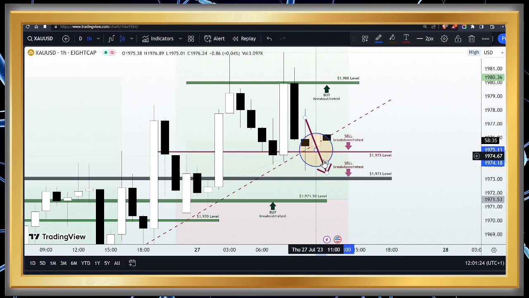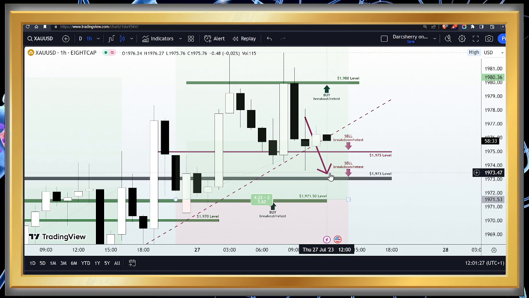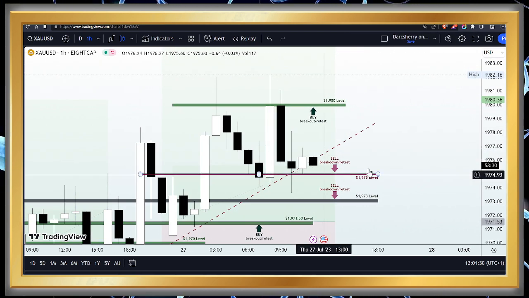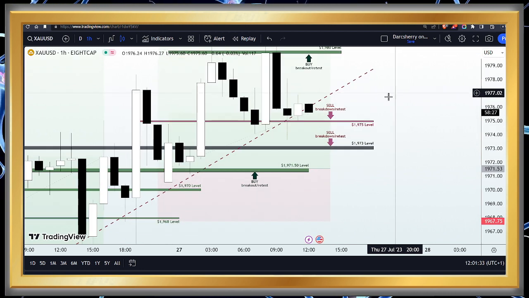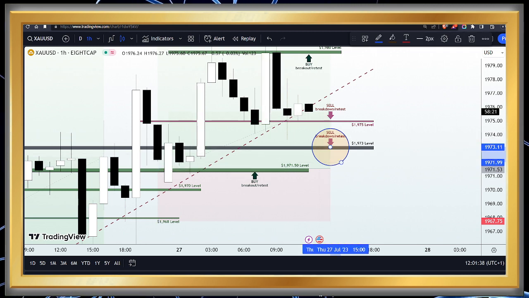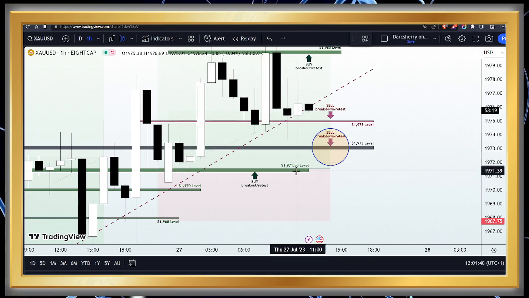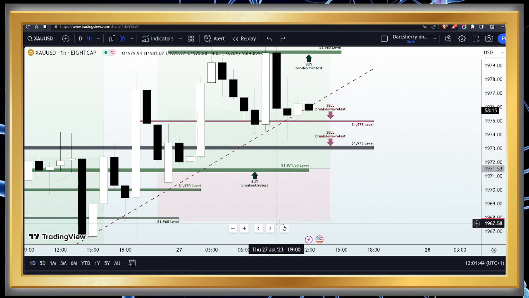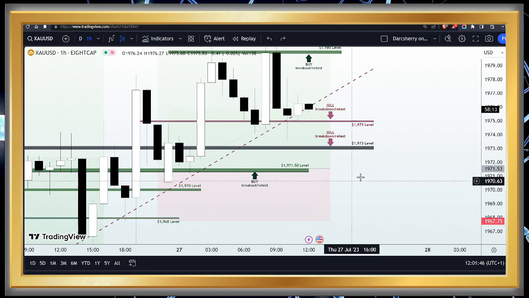So let's keep this in mind. We are only selling if price action breaks down and retests the 1,975 level. Then if price continues to drop, we have the privilege of adding more positions at the breakdown of structures like the 1,973, 1,971.50 to maximize the potential of this bearish move.